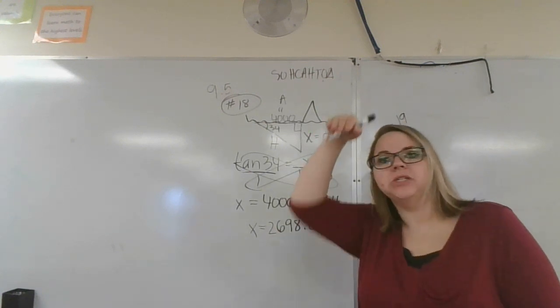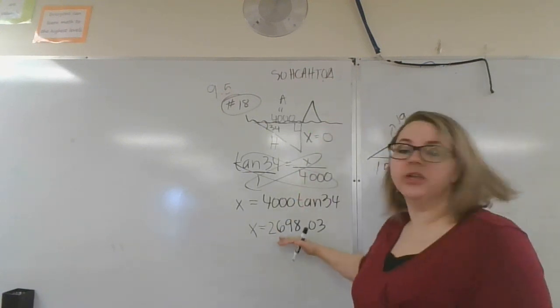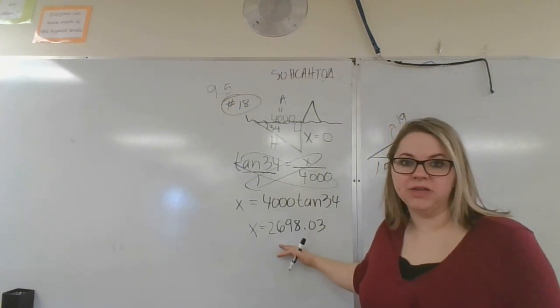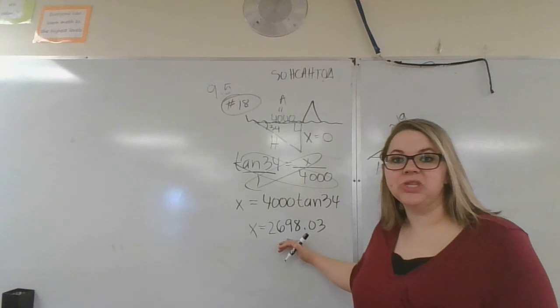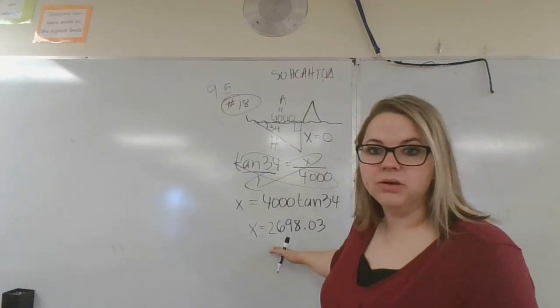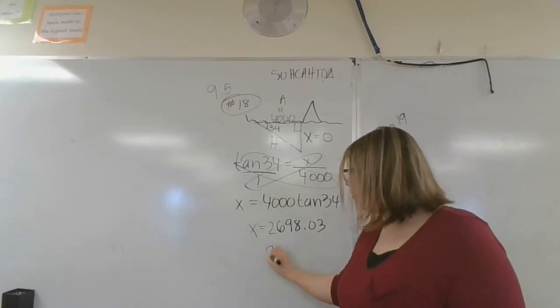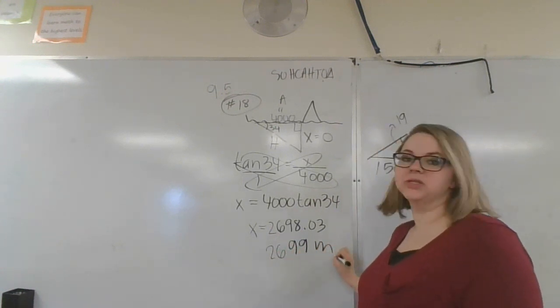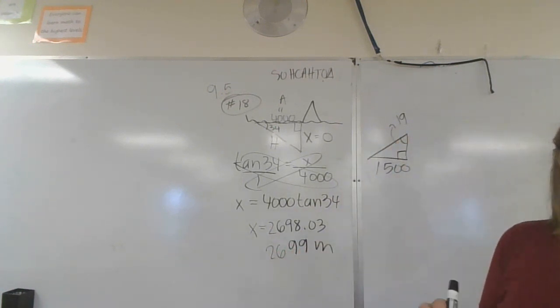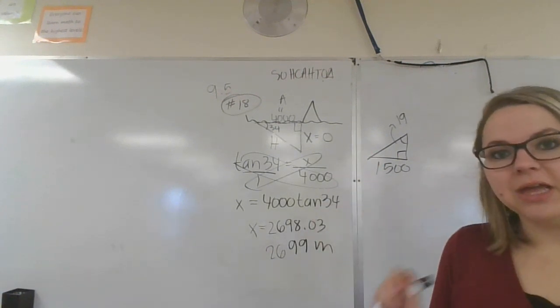Now, if the submarine lowered just this amount, it's going to hit the very tip of the iceberg. It's not going to sink to underneath it. It's still going to hit the very bottom of it. So let's measure this to the nearest meter. It would have to go at least 2,699 meters for it to not hit the iceberg.